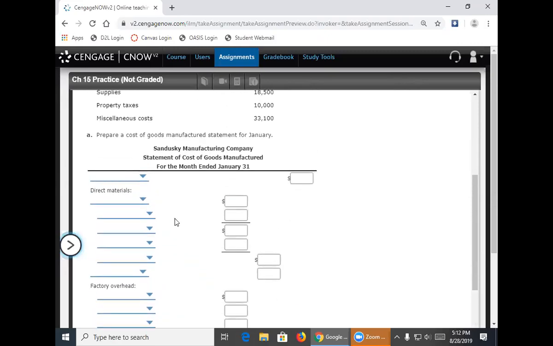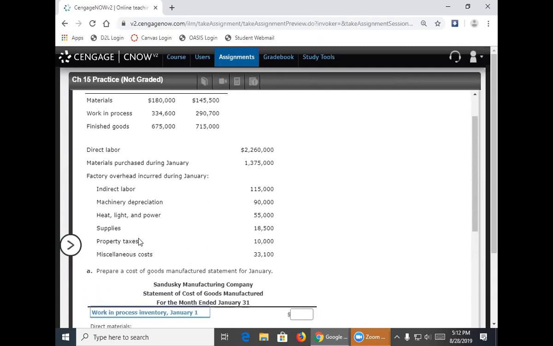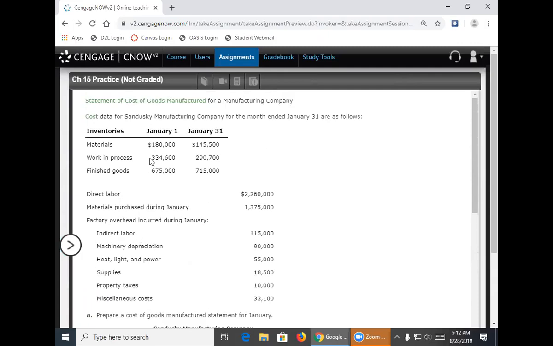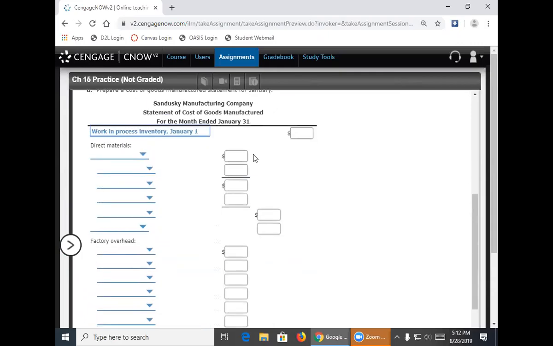So the good thing is we know the beginning one. So we'll start with work in process inventory January 1 because that's up here. January 1 work in process 334,600. Okay. From there, again, I think it's easier to look at the T account flow so that way we can kind of see where all of this is coming from. So I'm actually going to make it like we need more room here. Okay.